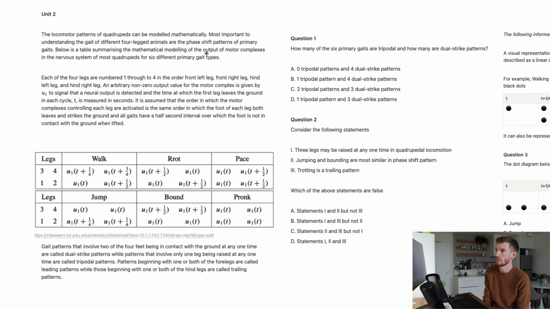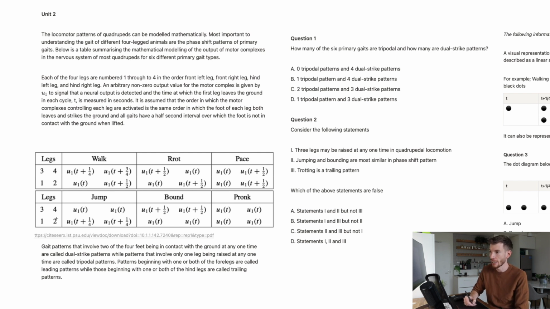So we've got: the locomotor patterns of quadrupeds can be modeled mathematically. Most important to understanding the gait of different four-legged animals are the phase shift patterns of primary gaits. Below is a table summarizing the mathematical model of the output of motor complexes in the nervous system of most quadrupeds for 6 different primary gait types. Each of the 4 legs are numbered 1 through to 4 in the order: front left leg, front right leg, hind left leg, and hind right leg.